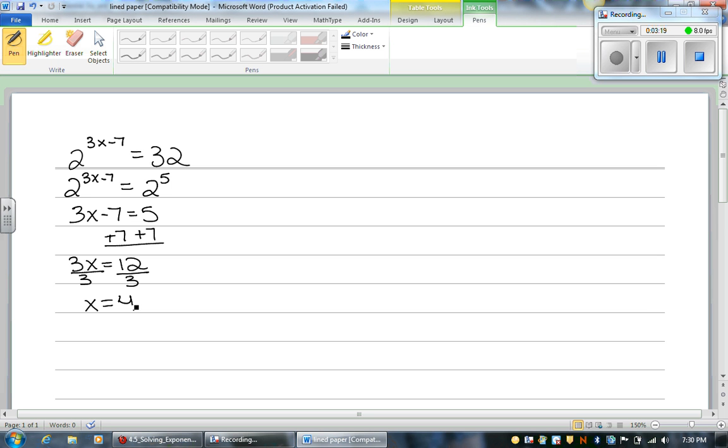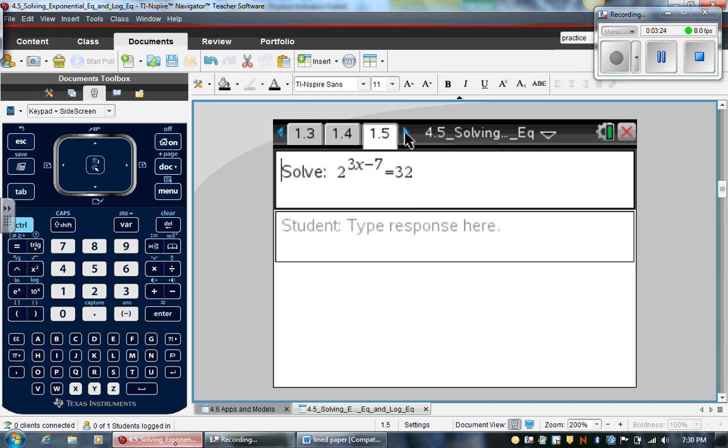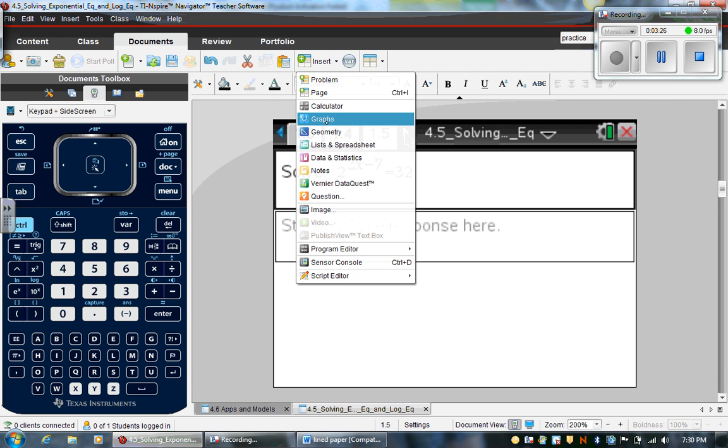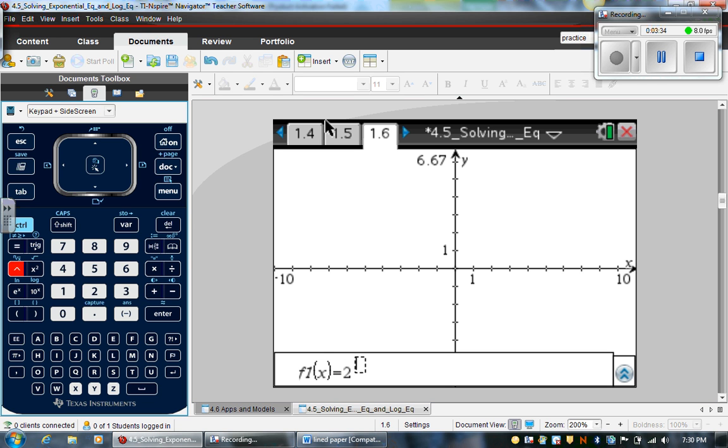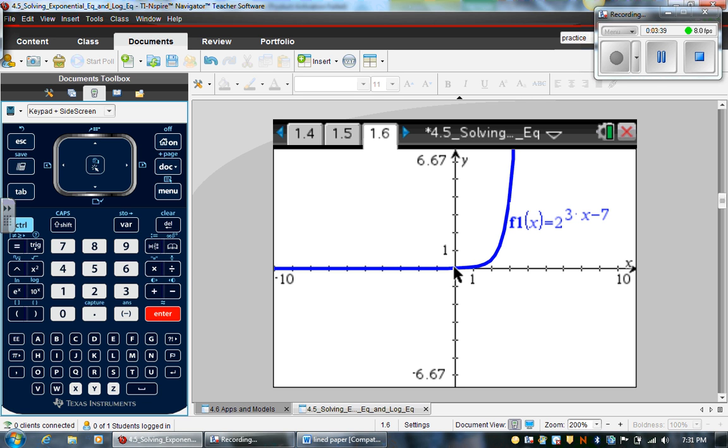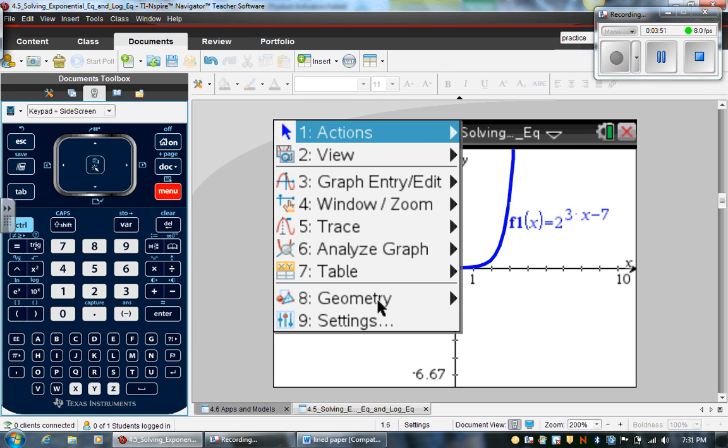We could also use the graphing calculator and solve this graphically. So I'll show you how to do that. I'm just going to insert a graph page, Control-I, add graph. We are going to graph the left-hand side of the equation, which is 2 raised to the 3x minus 7. And we're going to graph the right-hand side of the equation, which was 32. Now, obviously, based on my current window, I can't see the solution, so I do have to adjust the window. If I graph the line y equals 32, we do have to go quite a ways up.